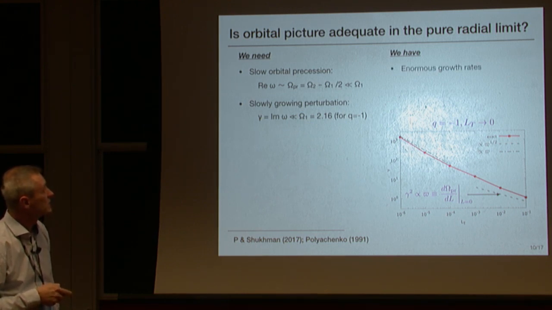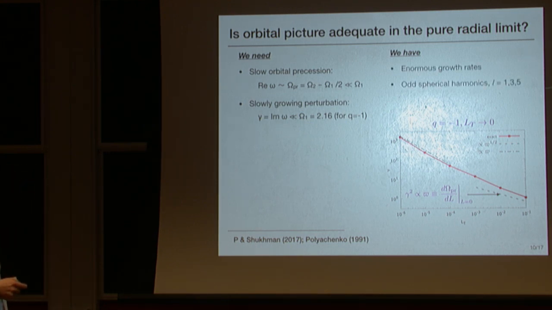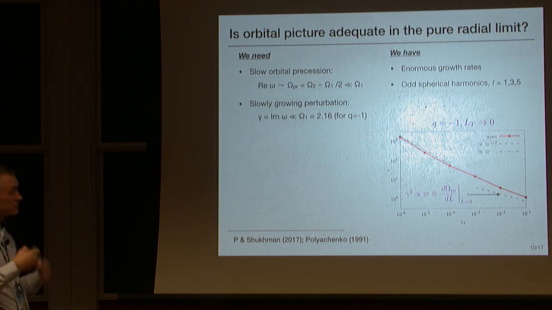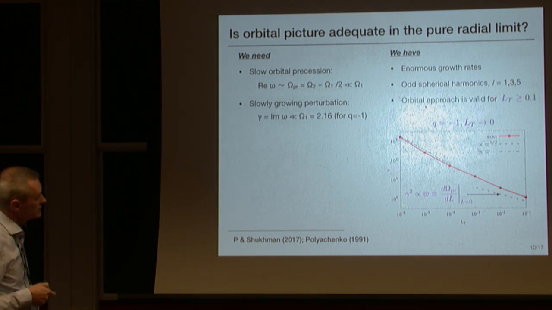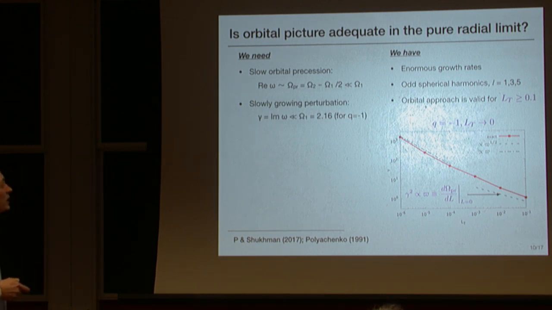Enormous growth rates. Besides, we see odd spherical harmonics, which is impossible to construct when you have only symmetric orbits. And the orbital approach predicts that the growth rate is proportional to the square root of this quantity, which is approximately true on this end, but not on this end. And we infer that for Q equal to 1, this orbital approach is invalid, and the same for Q equal to -1.